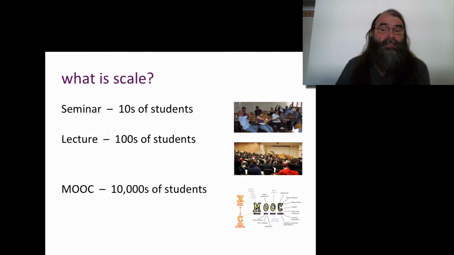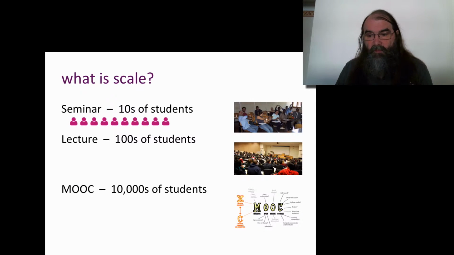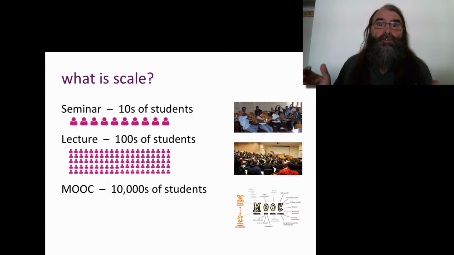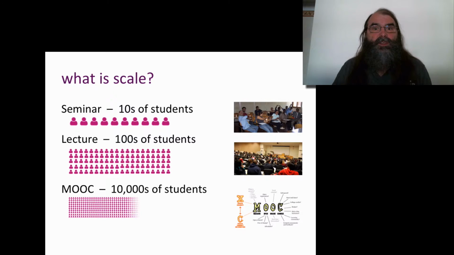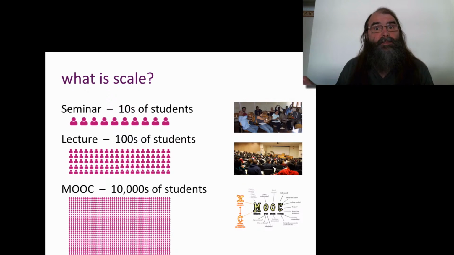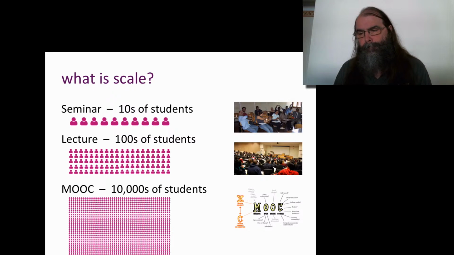You know, if we think about face-to-face learning, you have a seminar, you might have a few tens of students. A lecture theatre, hundreds of students, 200, 300, maybe a huge lecture theatre with 400 students. But for MOOCs, we're talking about tens of thousands, sometimes even hundreds of thousands of students on the same course. Clearly, there's a scale in online learning that we don't see in face-to-face learning.